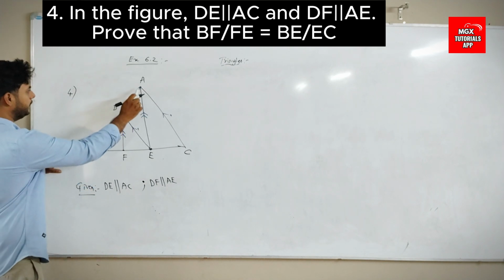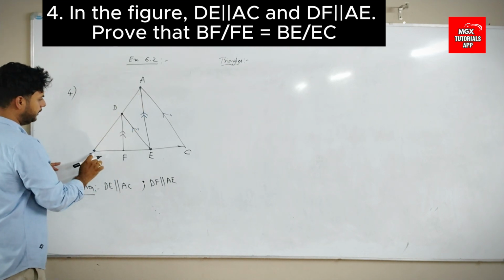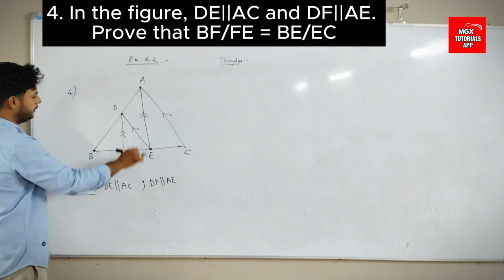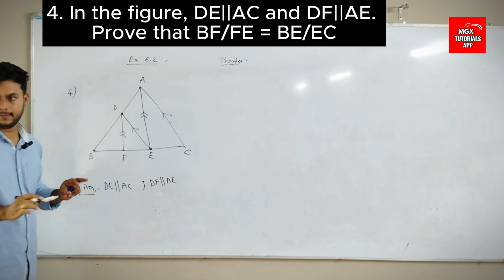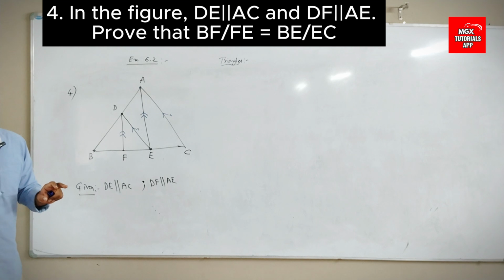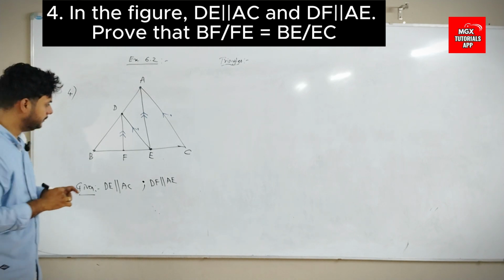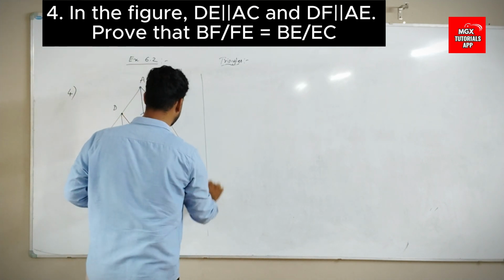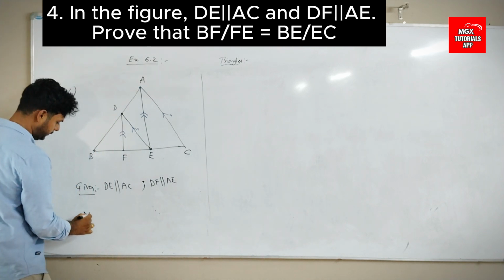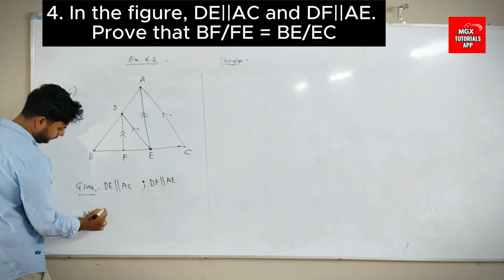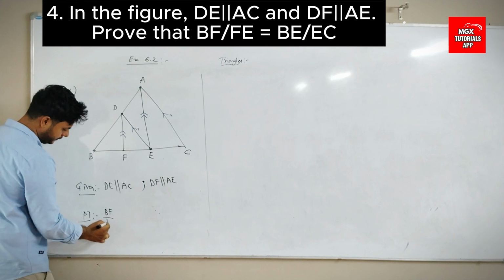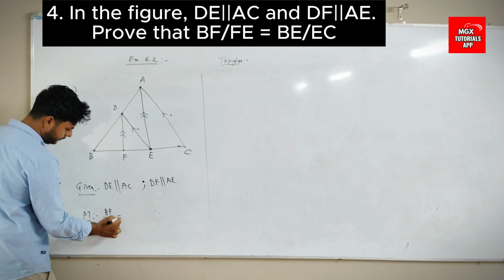If I am telling that this is triangle AEB, I am just seeing this line and this line. Everything else is invisible for me. Like that only you should also see. Okay. Read further. Prove that BF by FE is equal to AE by EC.